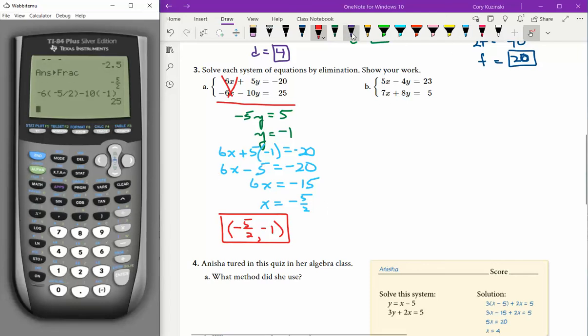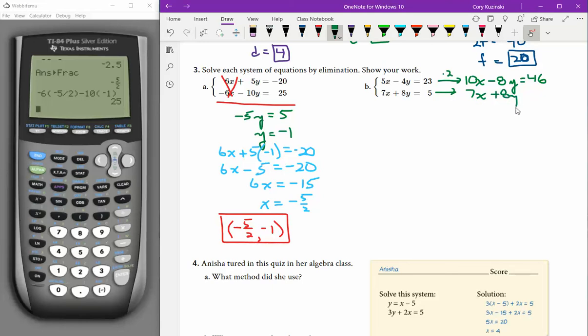All right, over here on the next one. I think I need to take this top equation and multiply it by 2 so I can get an 8y. So it's going to give me 10x minus 8y equals 46, doubling everything. The bottom equation I won't change at all. 7x plus 8y equals 5. And now I'll add these two equations together because the y's cancel out. So that gives me 17x equals 51.